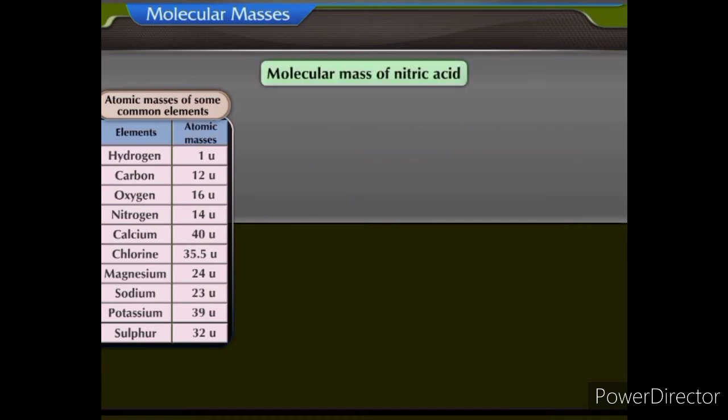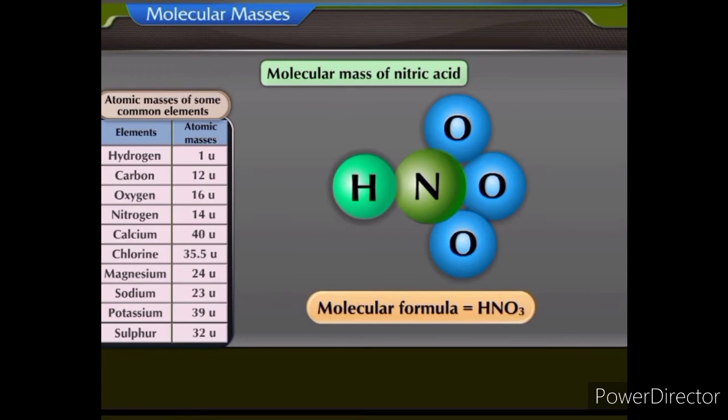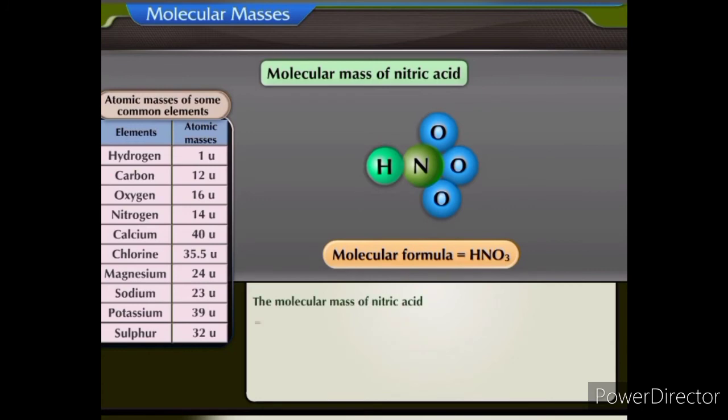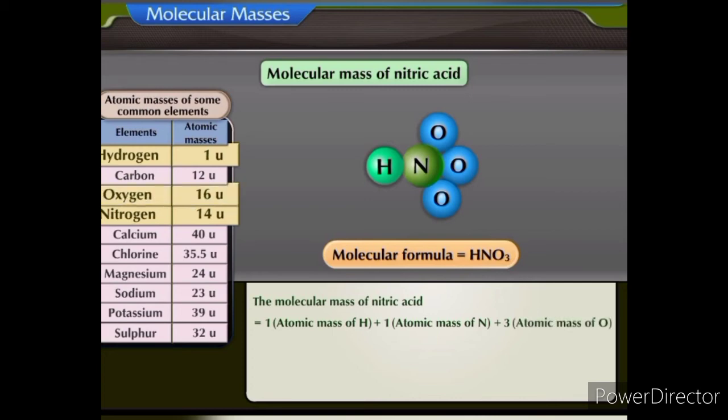Molecular mass of nitric acid. The molecular formula of nitric acid is HNO3. The molecular mass of nitric acid is equal to the atomic mass of hydrogen plus the atomic mass of nitrogen plus 3 multiplied by the atomic mass of oxygen. This is equal to 1 plus 14 plus 3 multiplied by 16. Therefore, the molecular mass of nitric acid is 63 units.